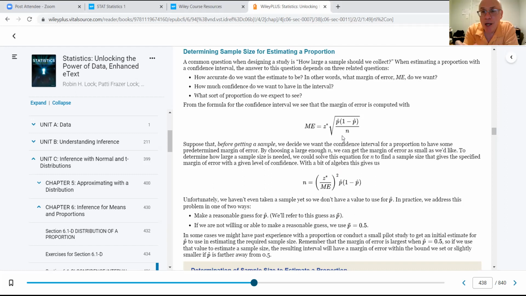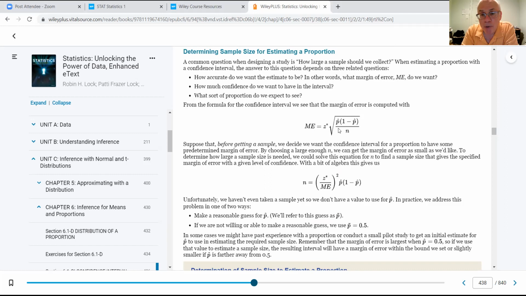In other words, we want to create a confidence interval that's not too wide, all right? And we want to have a certain level of confidence in that confidence interval, right? 95%, 99%, whatever it might be. How do we do that? Well, we know the margin of error is simply z, the critical value, times the estimated standard error, all right? We've already gone over that. That's the margin of error. Now notice that n, the sample size, is in that formula.